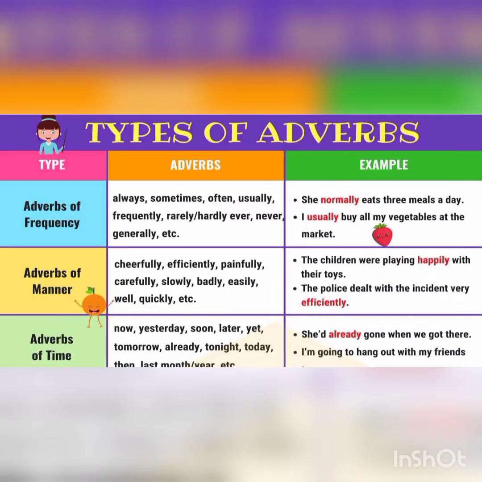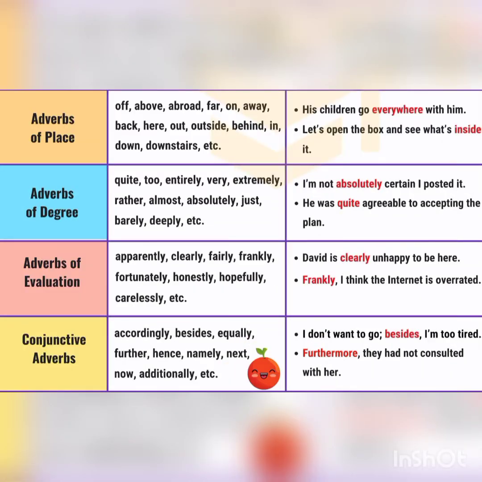Let's learn about the types of adverbs. There are different types of adverbs. First is adverb of frequency. In this, we talk about how often the action occurs. Adverb of manner. In this, we talk about how it is performed, in a certain manner. And in adverb of time, we talk about time. In adverb of place, we talk about where it has gone.